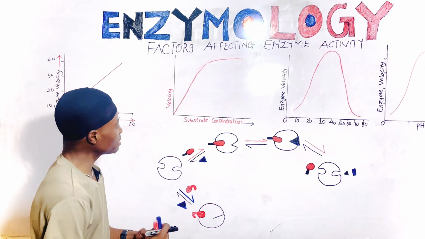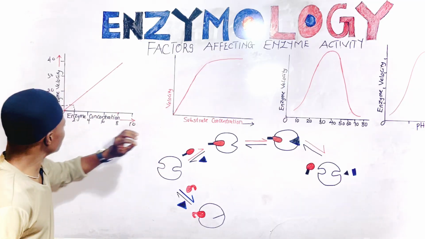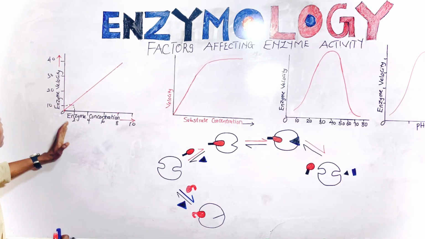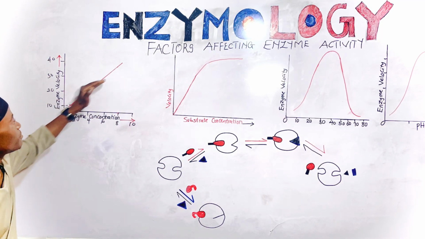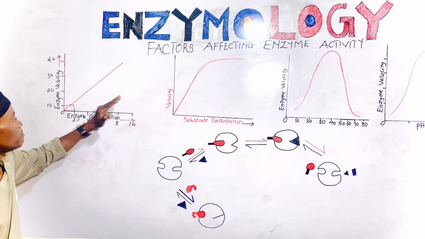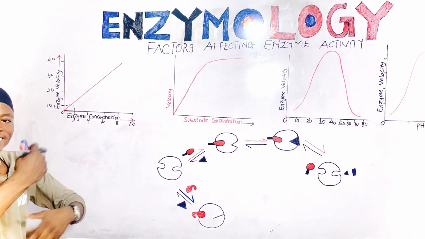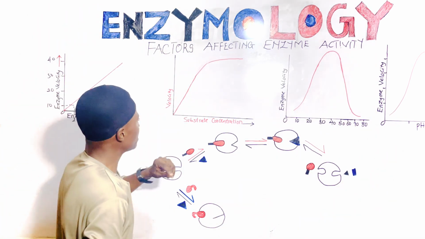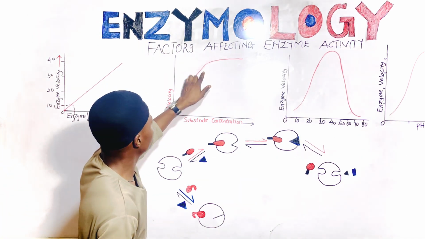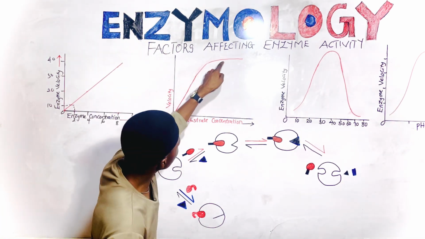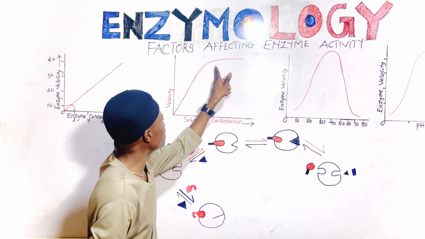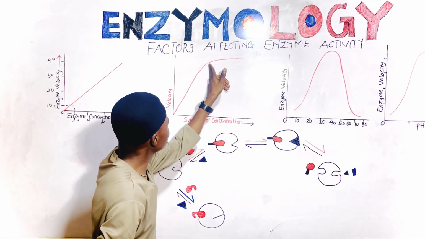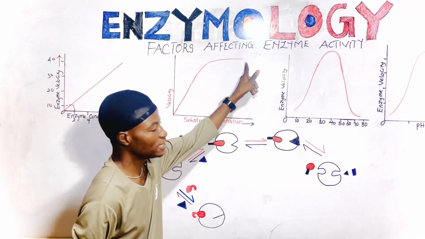But one thing that happens is that if we check enzyme concentration in relation to enzyme velocity, we have a straight line graph, which basically means whenever there is an increase in enzyme concentration, there will be an increase in enzyme velocity. But if you focus on this graph here, we have a straight line first, then at this point it begins to curve to form a stationary, constant line, right?